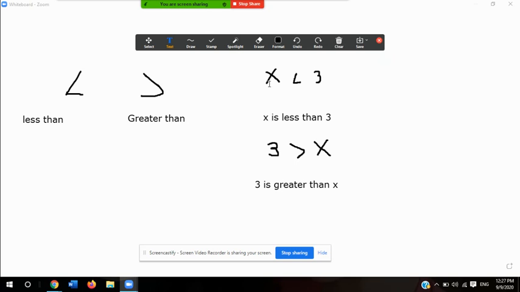Again, looking at this example, x is less than 3 because the x and the 3 are in different positions and you read it from left to right. And if I do the same thing, 3 is greater than x, it's just because I inverted the positions of the 3 and the x.